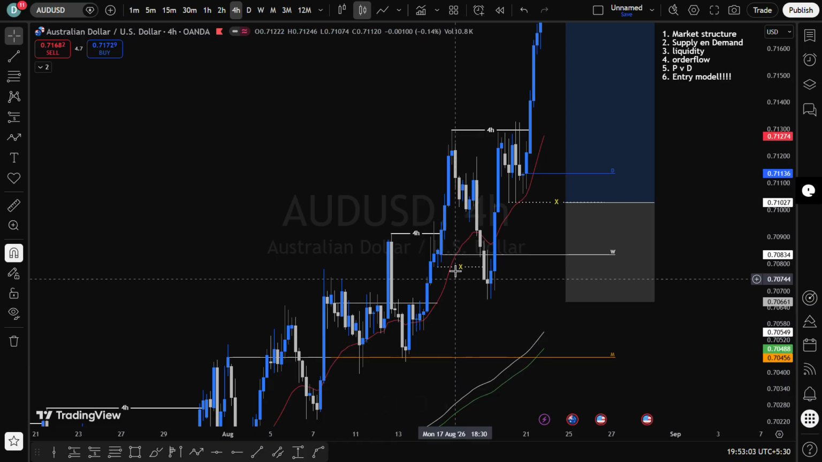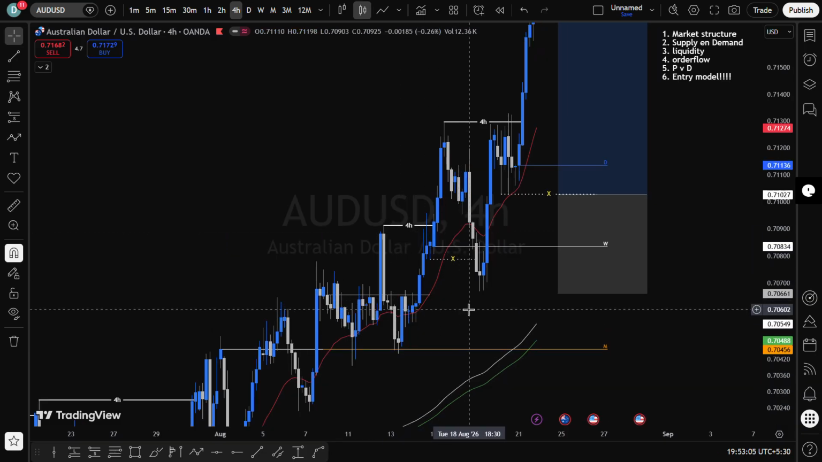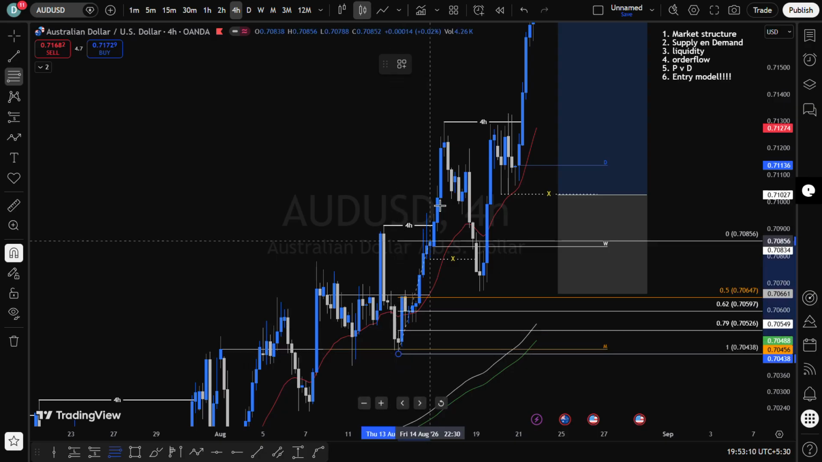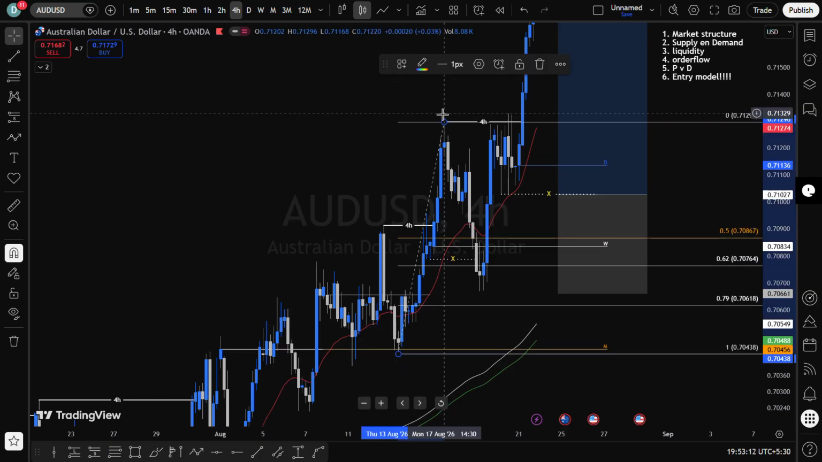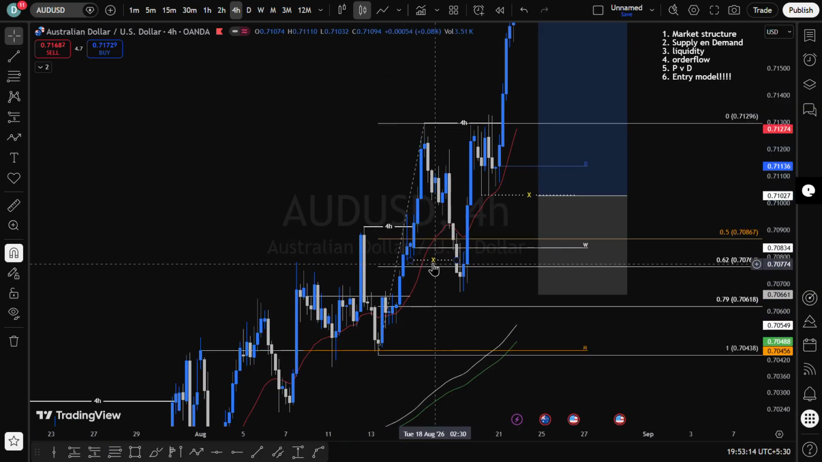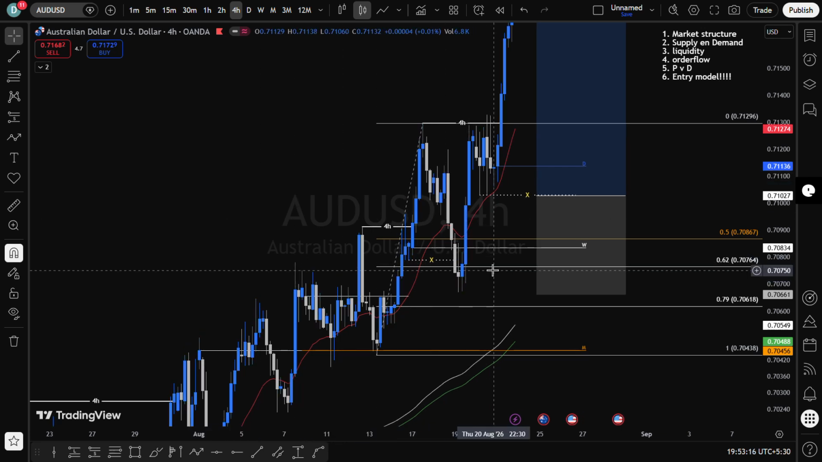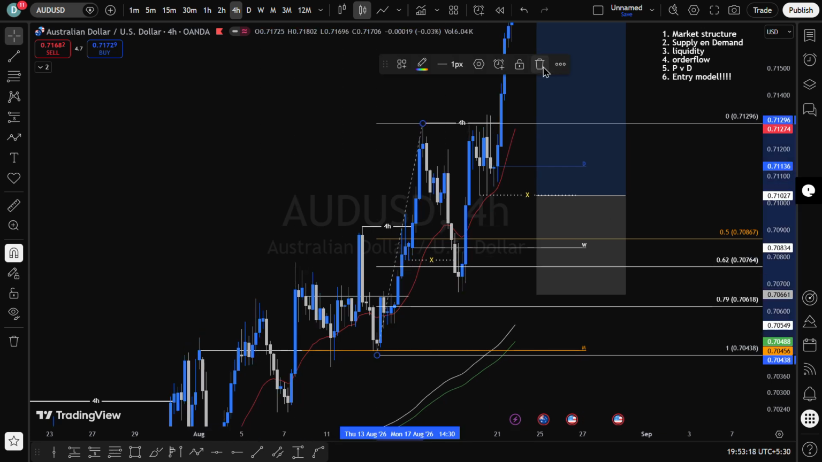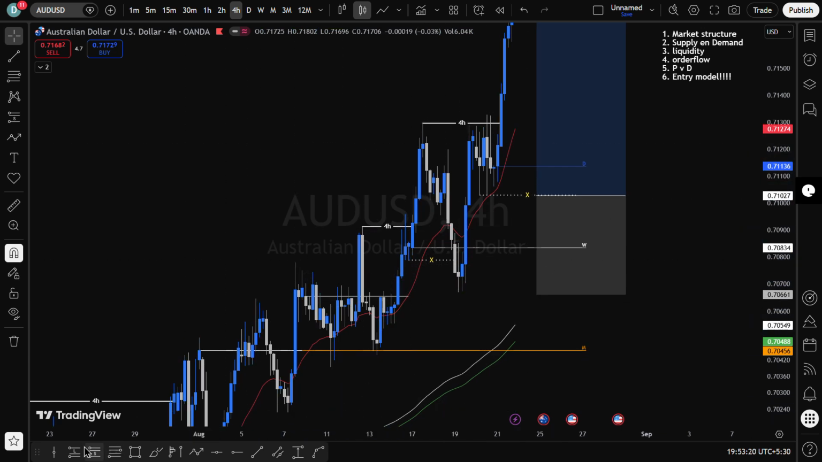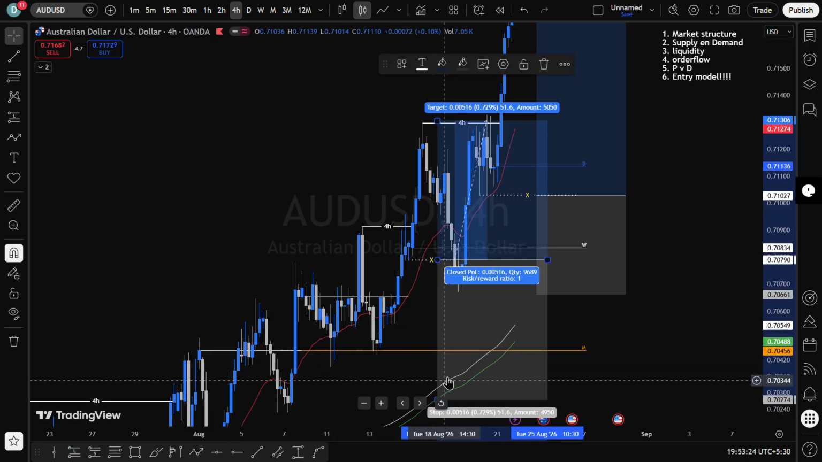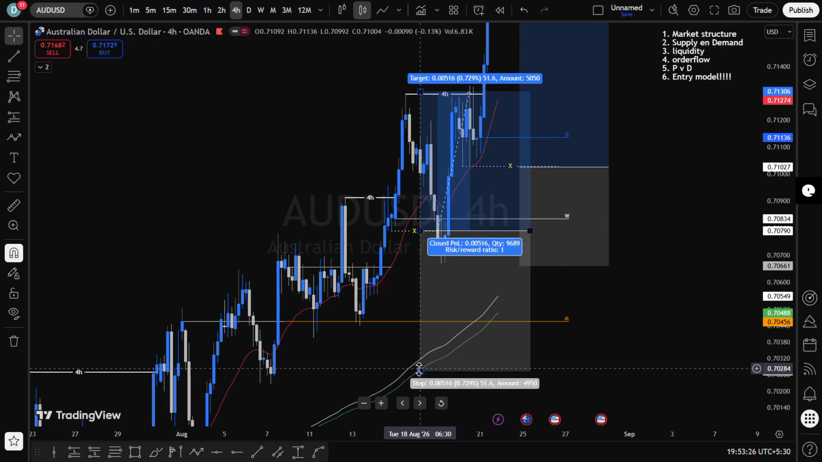But we can see after breaking the 4-hour structure, and we will also use our fib, it was in our fib area, and it also took this liquidity. So we could have made this trade, but we missed it because I was not online. So it could look like this.